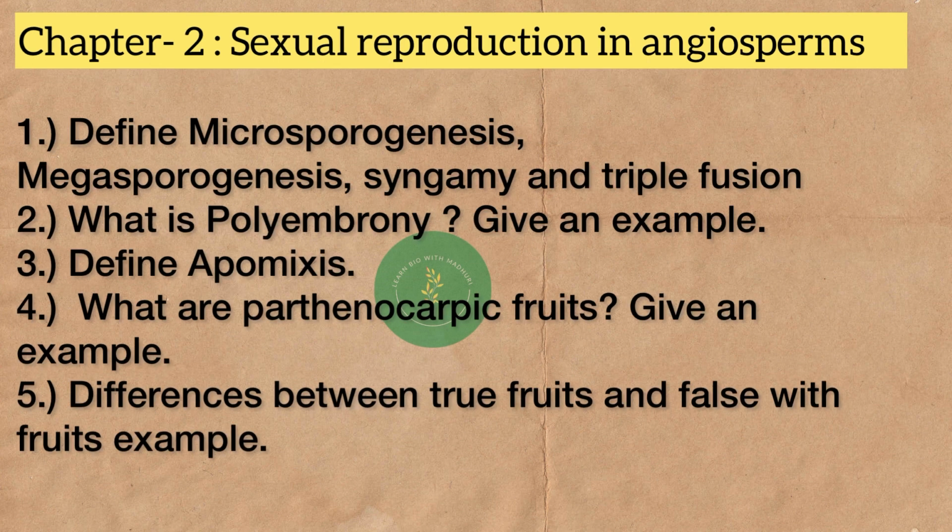Next chapter, chapter number 2, sexual reproduction in angiosperms. Very important chapter. Here terms such as microsporogenesis, megasporogenesis, syngamy and triple fusion are important. Questions like what is polyembryony, give an example. Define apomixis, parthenocarpic fruits with an example. Difference between true fruits and false fruits with an example.